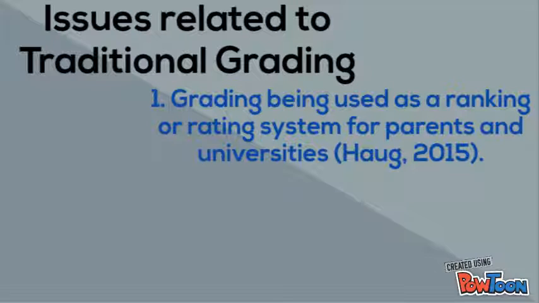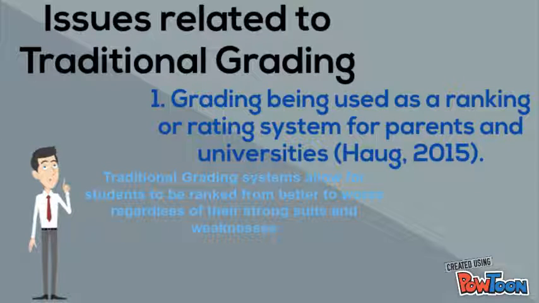Next is the issues related to traditional grading. The first issue is grading being used as a ranking or rating system for parents and universities. Traditional grading systems allow for students to be ranked from better to worse regardless of their strong suits and weaknesses.